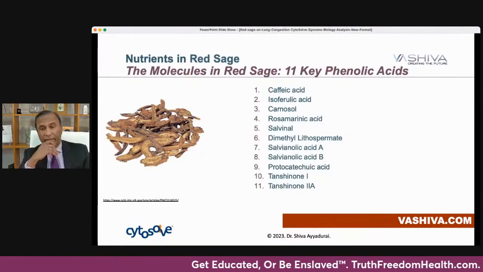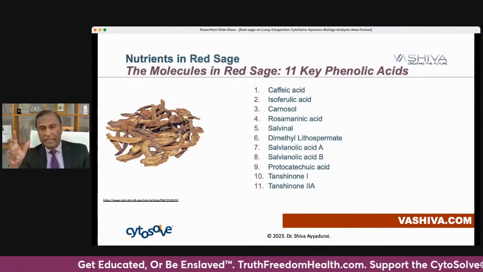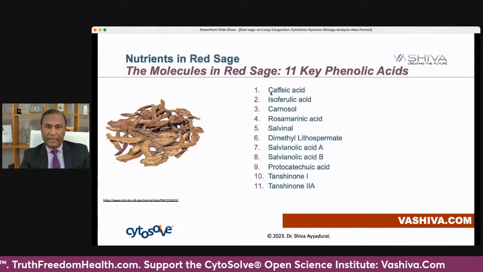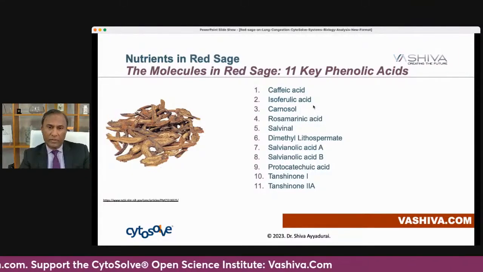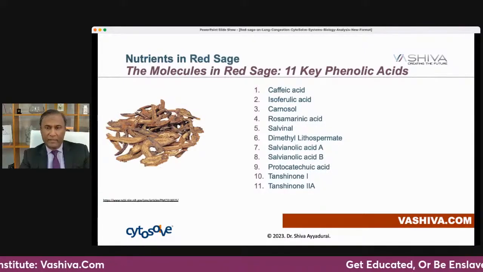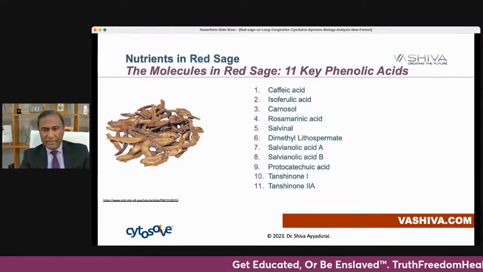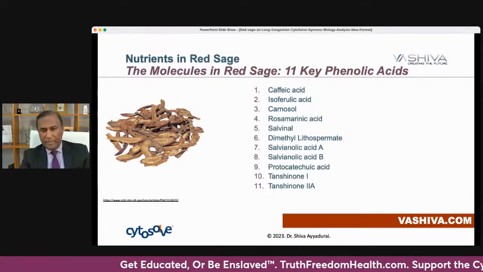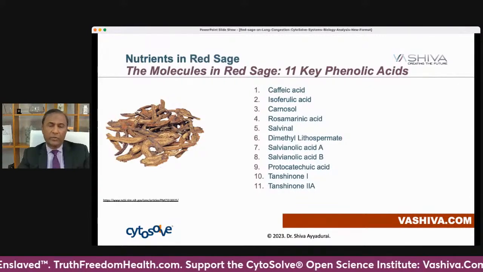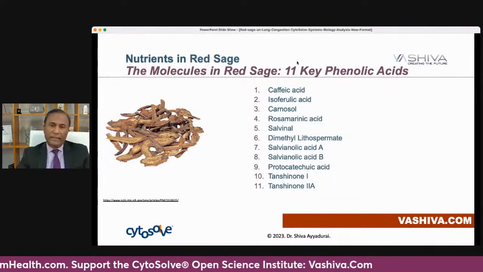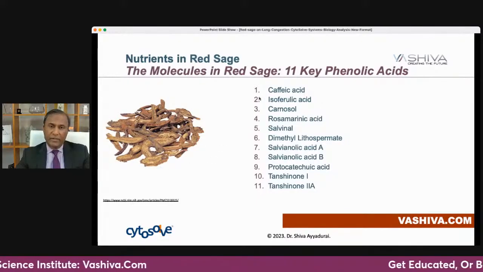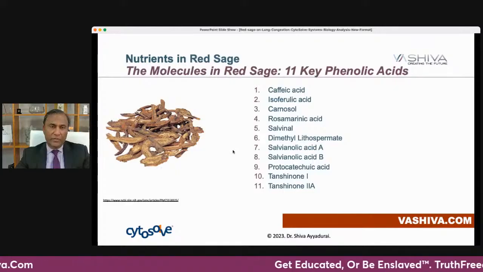And there are 11 key phenolic acids. Remember, that's one of the kinds of compounds. And here are those 11 phenolic acids. You'll see caffeic acid, isoferulic acid, carnosol, rosmarinic acid, salvianolic acid, dimethyl lithospermate, salvianolic acid A, salvianolic acid B, protocatechuic acid, tanshinone I and tanshinone IIA. So these are what are called phenolic acids, very powerful compounds, okay? So think about this. This is literally a pharmacy in here of these 11 phenolic acids. So those are the things in red sage.